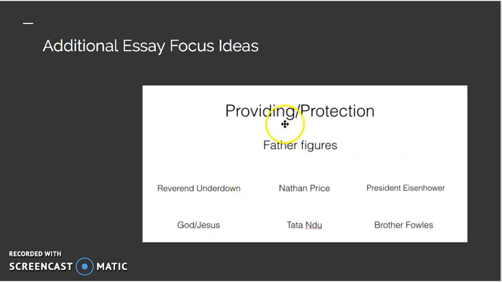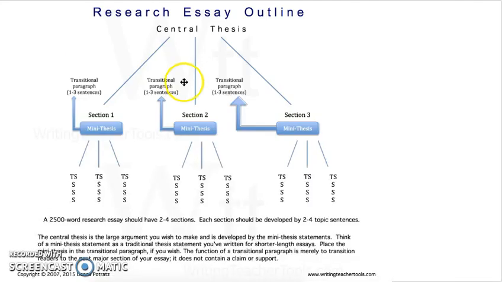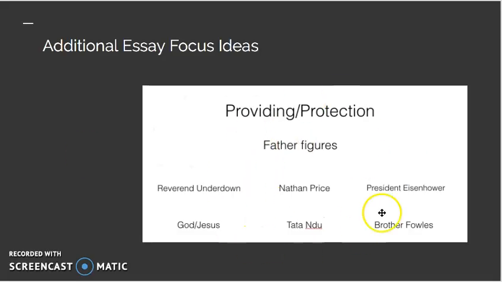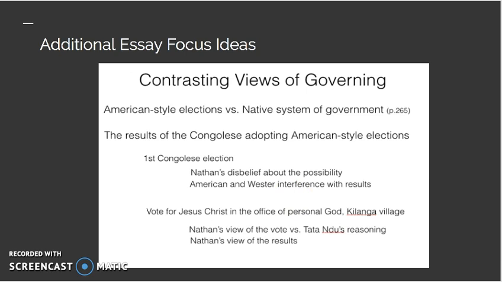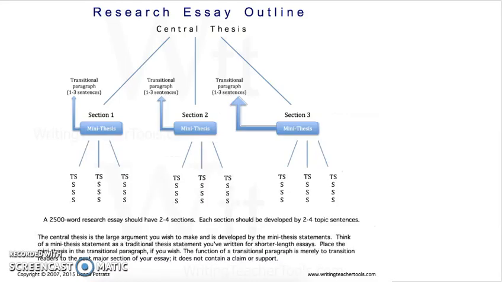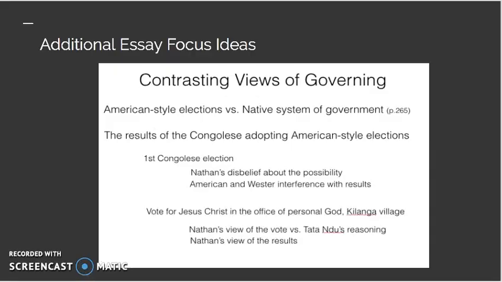Maybe another one is the theme of providing and protection, and you're interested in all the various father figures. In this scenario, you can imagine that these sections here, I've got 3 here, you might have 6 sections, and you basically explore the implications of all these different father figures. Perhaps you're interested in the contrasting views of governing, this idea of American style elections versus the native system of government, and then the results of those. And you could break those ideas apart in all kinds of ways, using this outline. I can see multiple ways that you could break down those ideas.